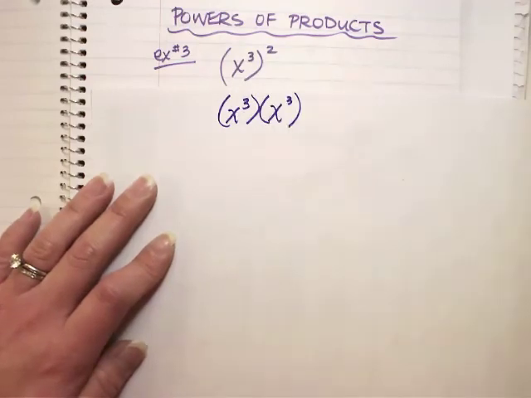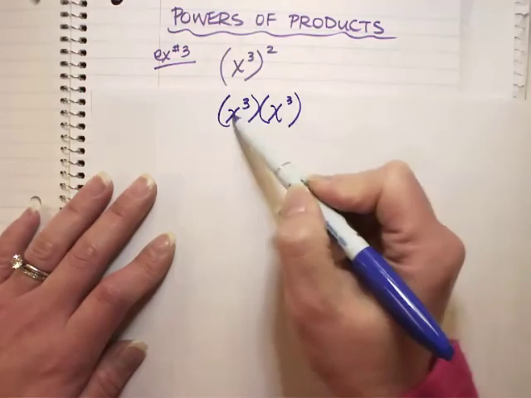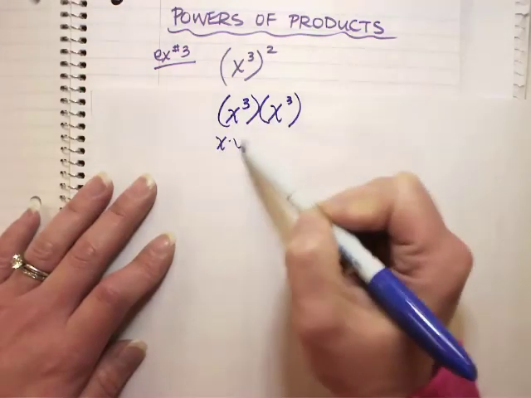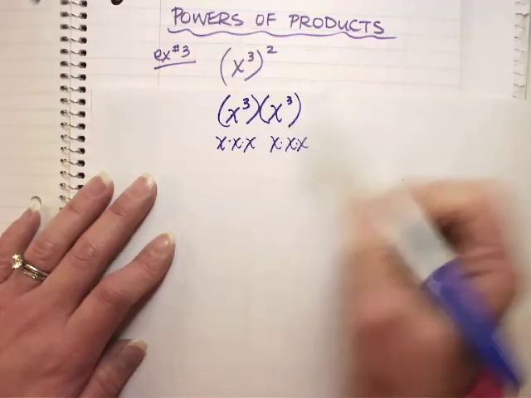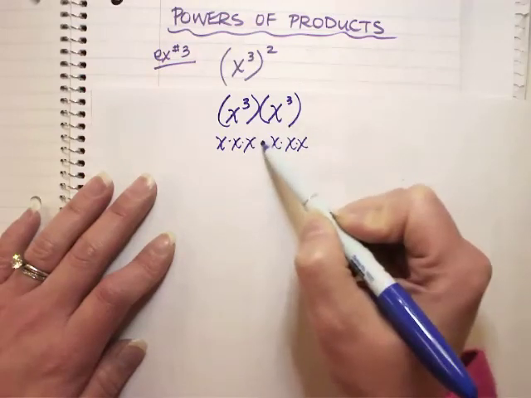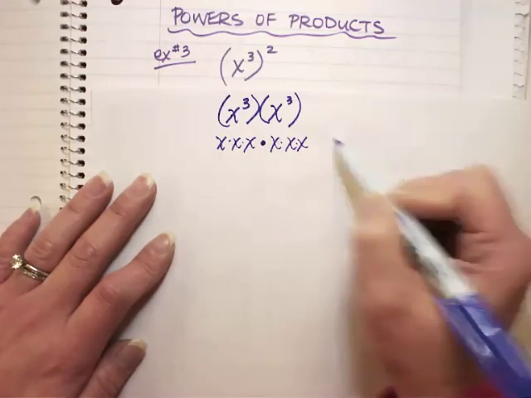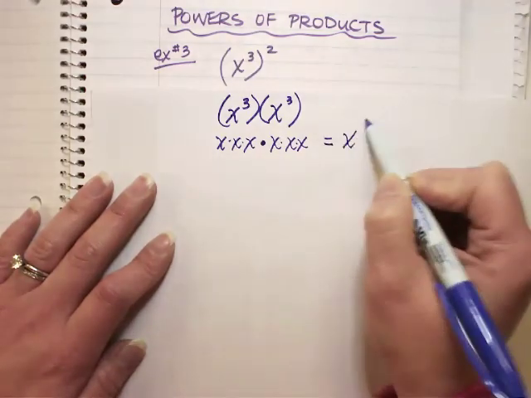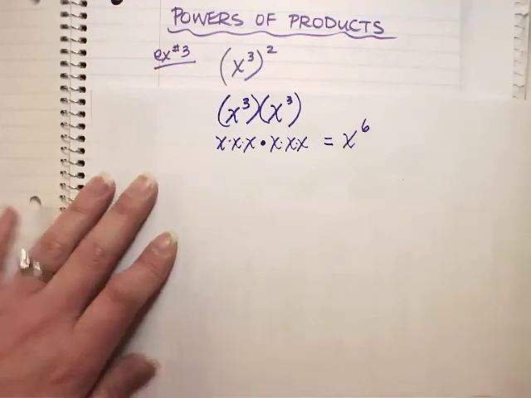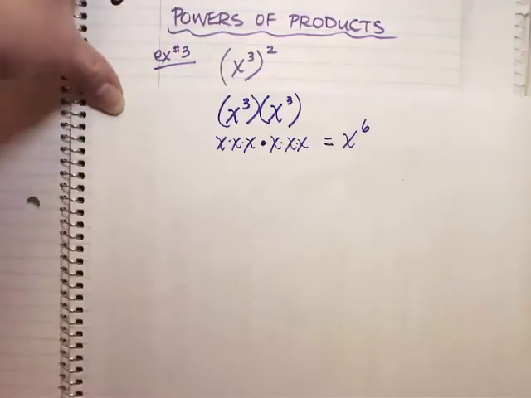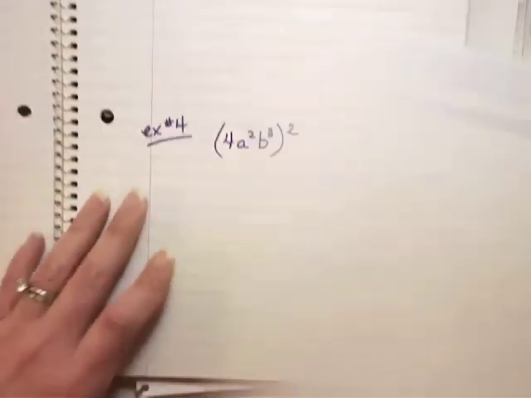Well, think about what we just did. We said that x to the 3rd power, there are 3 x's. X to the 3rd power, there are 3 x's. And we're multiplying both of these. So how many x's are there? This comes out to 6, x to the 6th power.